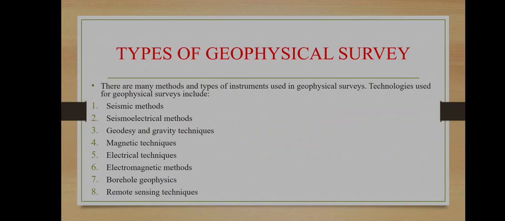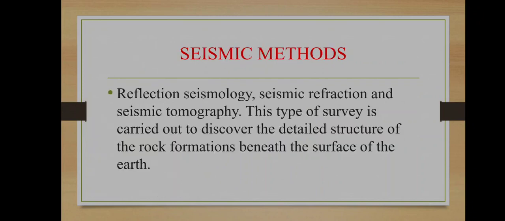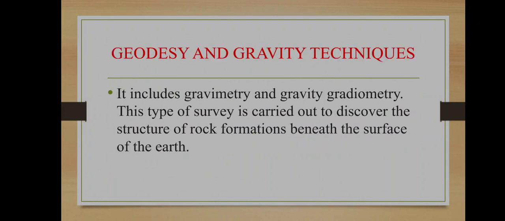The technologies used for geophysical surveys include seismic methods, seismo-electrical methods, geodesy and gravity techniques, magnetic techniques, electrical techniques, electromagnetic methods, borehole geophysics, and remote sensing techniques. The first one is seismic methods: reflection seismology, seismic refraction, and seismic tomography. This type of survey is carried out to discover the detailed structure of the rock formation beneath the surface of the earth. The next one is geodesy and gravity technique.